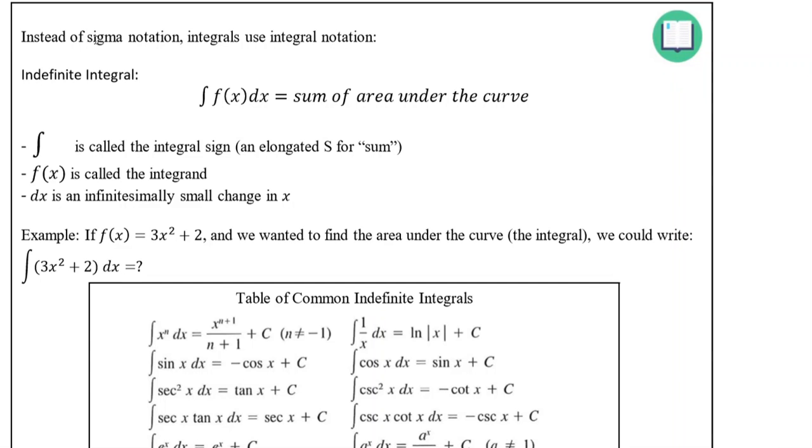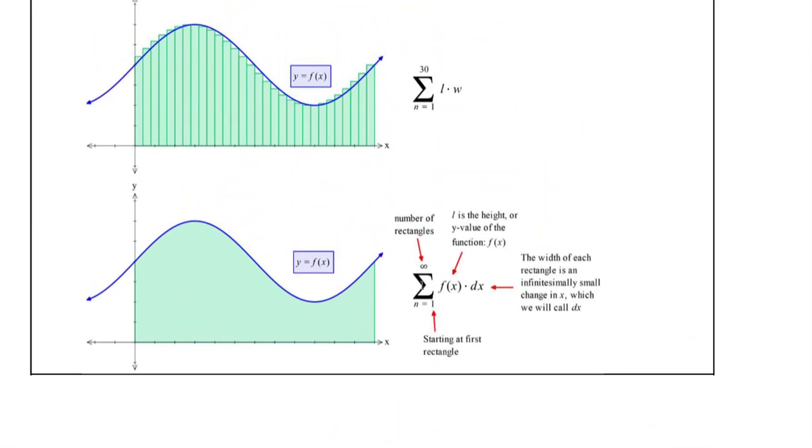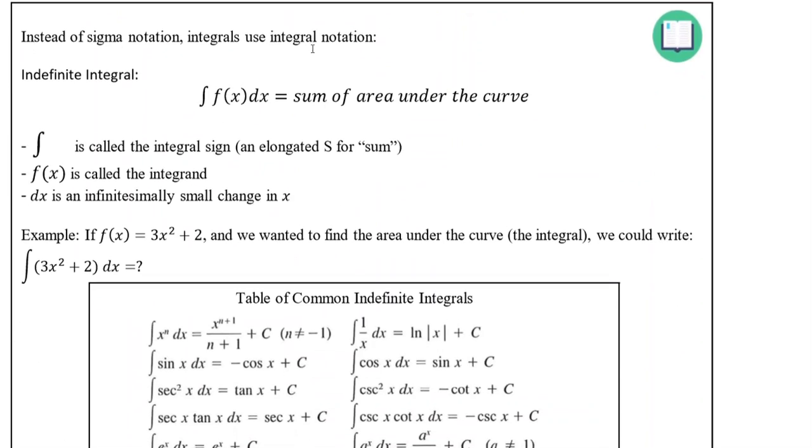All right, so instead of sigma notation, this was sigma notation, integrals use this notation. So we're going to look first at an indefinite integral. I'll explain that here in a minute. But for now, let's just think about what an integral is. This symbol is called the integral sign, and it is an elongated s for sum. Then it would be of the function, and then you end it with dx. Okay, and that gives you the sum of the area under the curve.